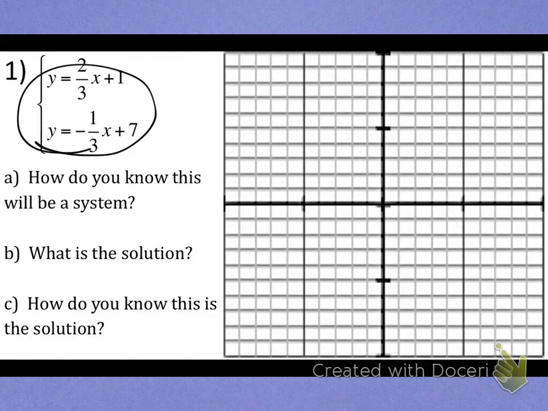The first question I have for you is, how do you know that this problem right here will be a system? Think about what a system is by definition. A system is more than one equation. So how do I know that this will be a system? Because there's more than one equation.